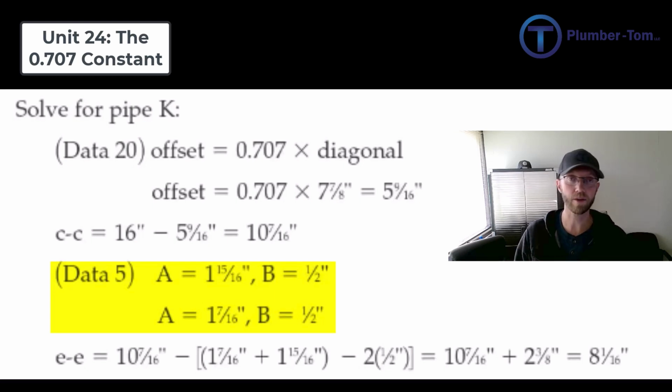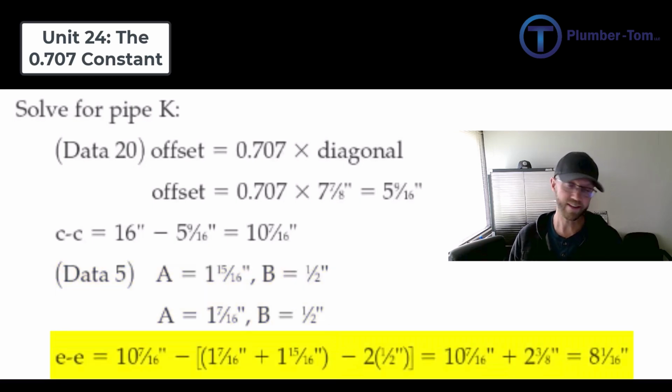Now we need to figure out our end to end. So we'll take that 10 7/16. We're going to subtract off our fitting allowances. We go to data table 5 to figure out what those fitting allowances are for a 1.5-inch threaded pipe. We find that 1 15/16 is our face-to-center measurement for the 90, and we're going to subtract off a 1/2 inch for the pipe threading in. Then we still have the 45 that we've looked at before, and the face-to-center measurement on that is 1 7/16 minus a 1/2 inch for the pipe.